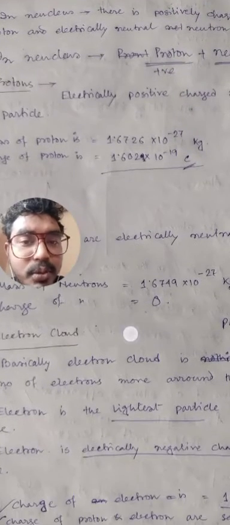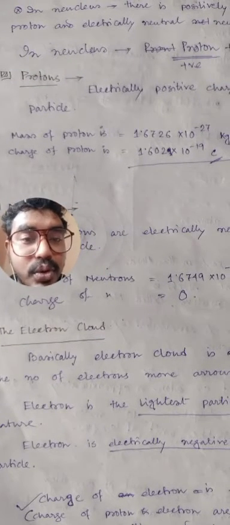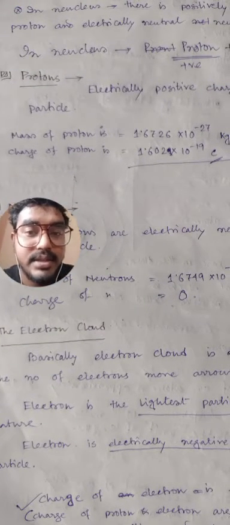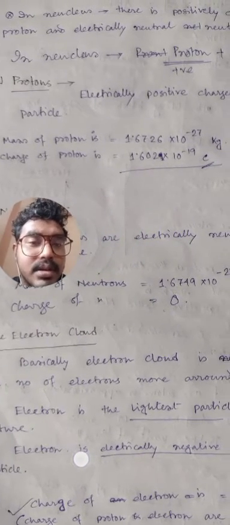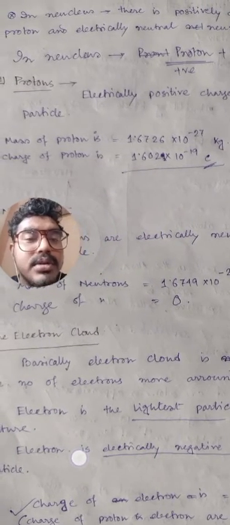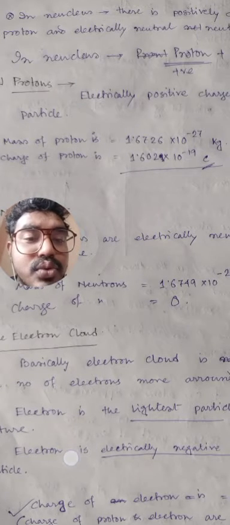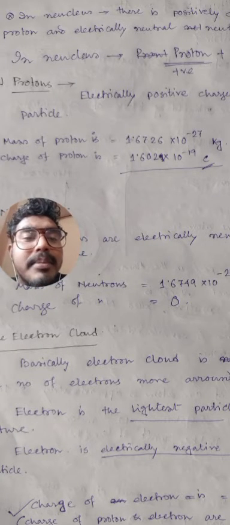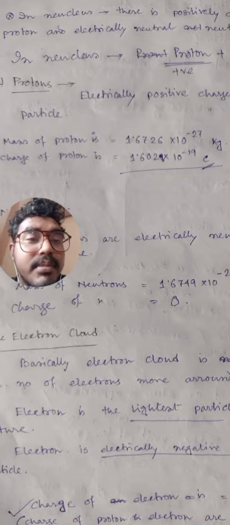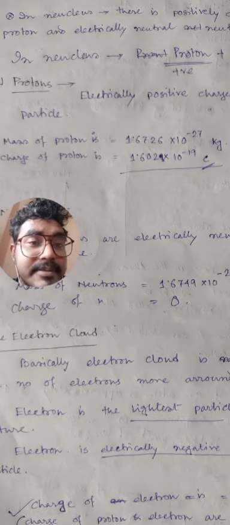Now we move to the proton. The proton is an electrically positively charged subatomic particle. What is the charge of the proton? The charge of the proton is 1.602 into 10 to the power minus 19 coulomb, and the mass of the proton is 1.6726 into 10 to the power minus 27 kg.